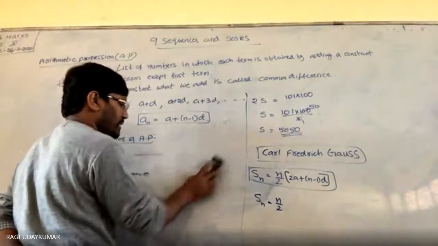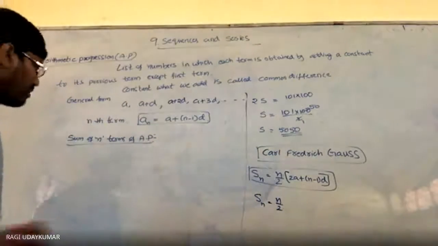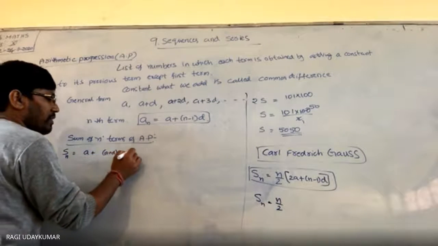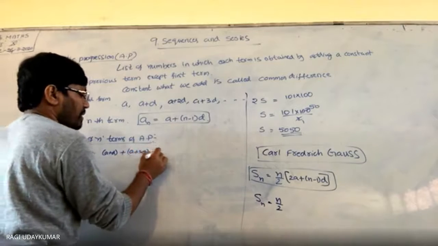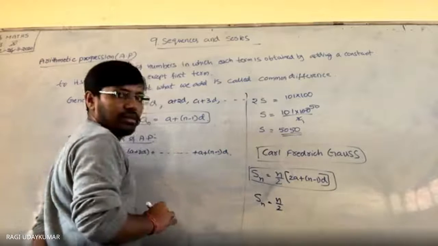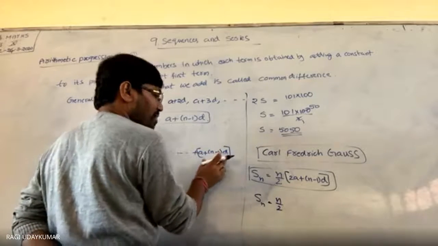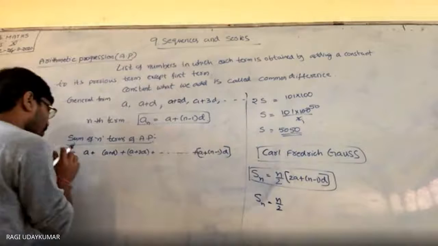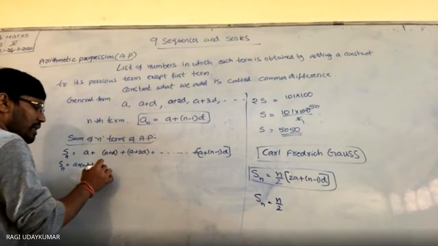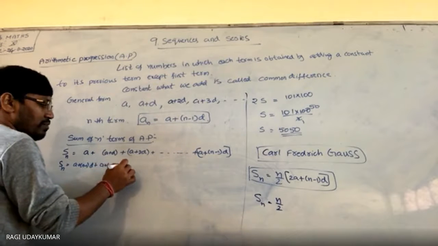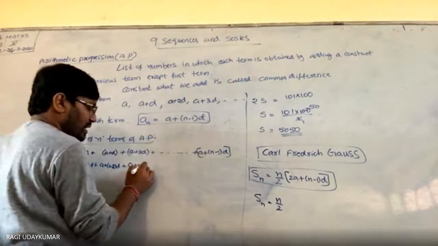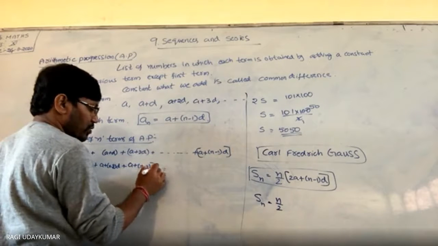Let us see here in the same pattern. Proof: the sum Sn is a plus d, a plus 2d, plus and so on, a plus n minus 1 into d. Okay, same nth term, sum of n terms, and now write it in reverse: a plus n minus 1 into d, plus a plus n minus 2 into d, plus a plus n minus 3 into d, and so on.